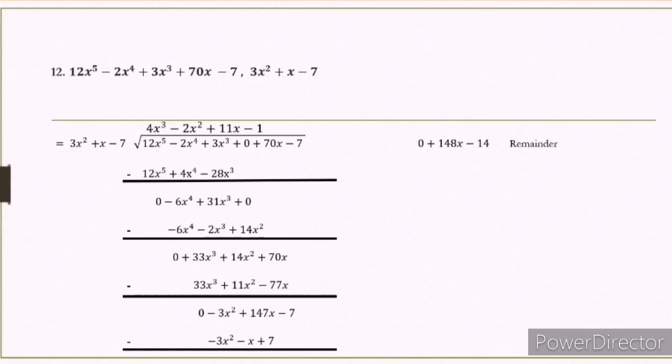Then subtract. 3x squared minus 3x squared is equal to 0. 147x minus x is equal to 148x, I mean 147x plus x is equal to 148x. Then 7 plus 7 is equal to 14. Then 0 plus 148x minus 14 is the remainder.